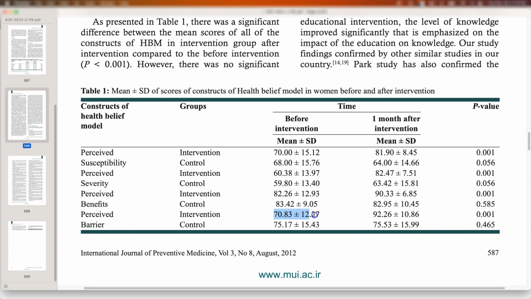Now on this other one, you can see that the mean went up a lot, from 70.8 to 92.2, and that the spread was less than it was before, so we have a smaller p-value.